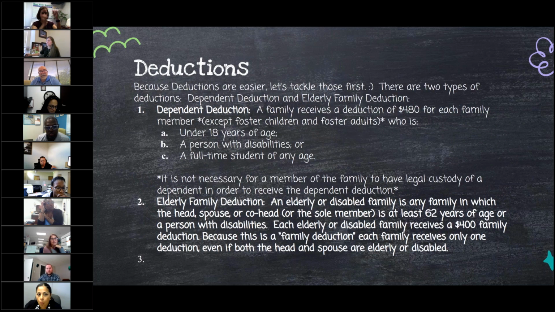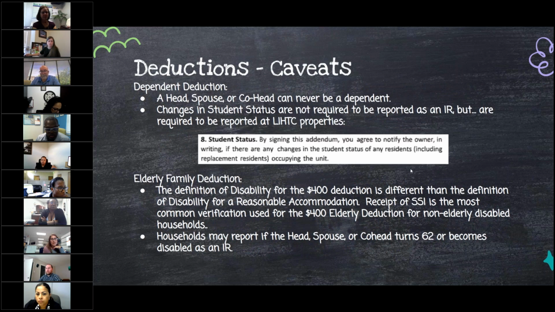Yes, so that goes back to the dependent deduction, and they would be B here. Okay. The key thing is they have to be listed as a dependent. Yeah, you keep it on. Yeah. They couldn't be listed as an other adult or anything else. Thank you.